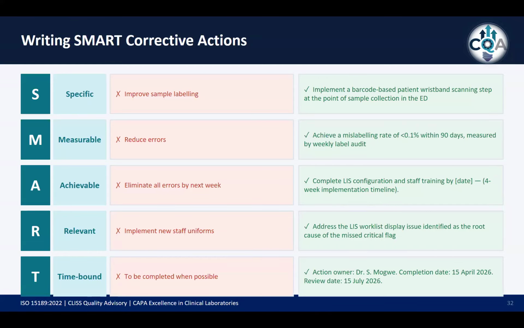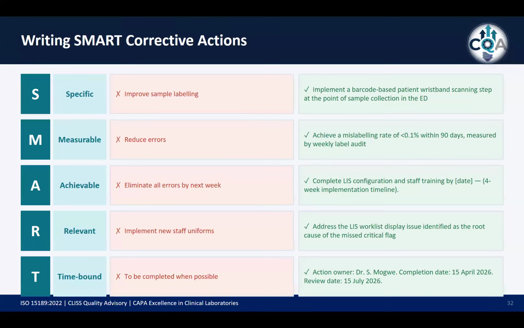We know what you are going to be doing as corrective action, probably in response to samples that are coming unlabeled or misidentified. And then measurable: you don't say "reduce errors," but you tell us exactly what you are going to do and be specific, telling us what you want to achieve. Achieve a mislabeling rate of less than 0.1% within 90 days, measured by weekly label audit. So every week you are checking for this and checking for any errors, and then you are able to demonstrate this after 90 days.